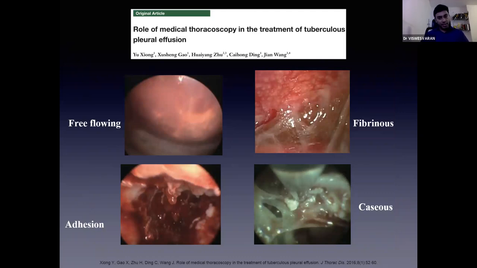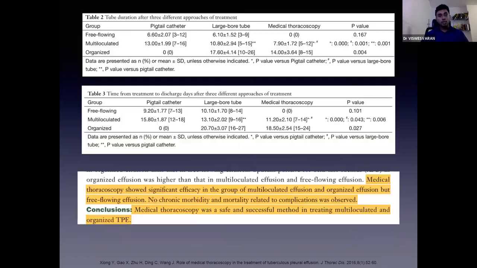So these are the various patterns which you can find in a medical thoracoscopy. It can be a free-flowing fluid, it can be a fibrinous exudate, it can be an adhesion, or it can be even a caseous form. So this study was conducted to find out whether the thoracoscopic drainage of the fluid had any benefit in comparison to the pigtail catheter or the large bore tube.